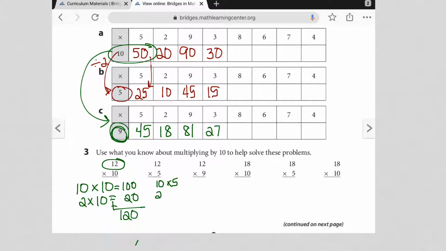So 10 times 5 and 2 times 5, 10 times 9 and 2 times 9. Each time I'm breaking apart my factor that's bigger than 10.